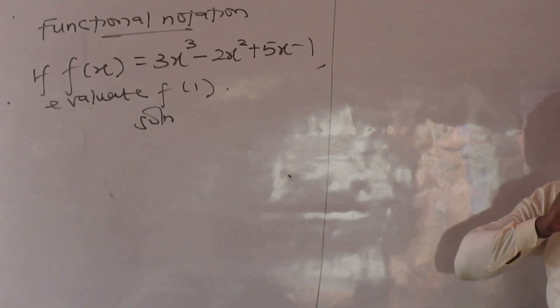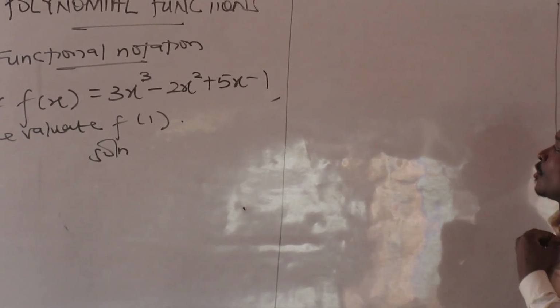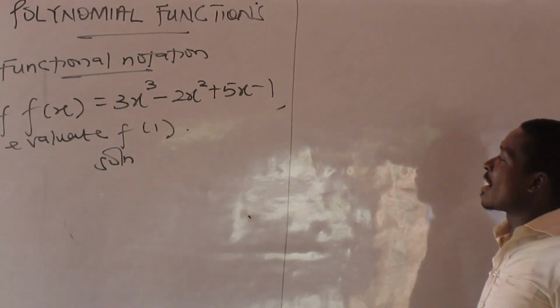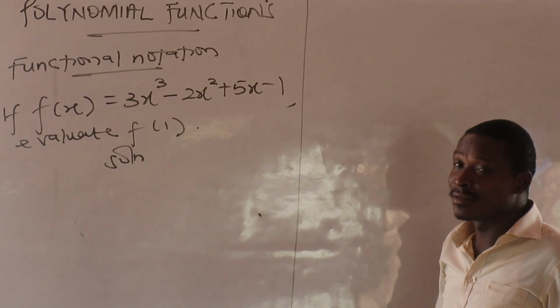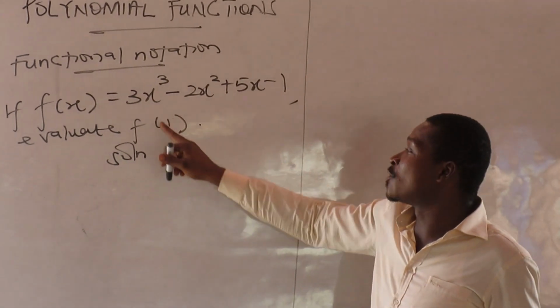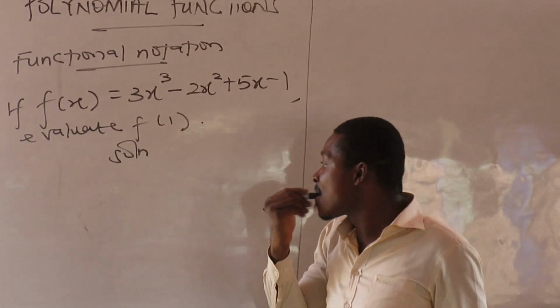Functional notation. Okay. So if f of x is what you see, evaluate f of 1. So whenever you see x, you put 1. That is f of 1, right?